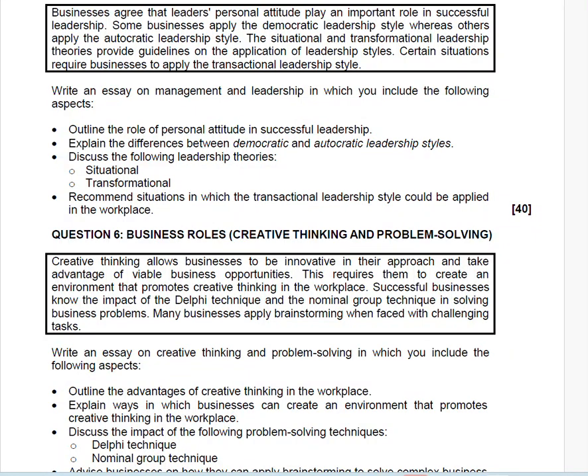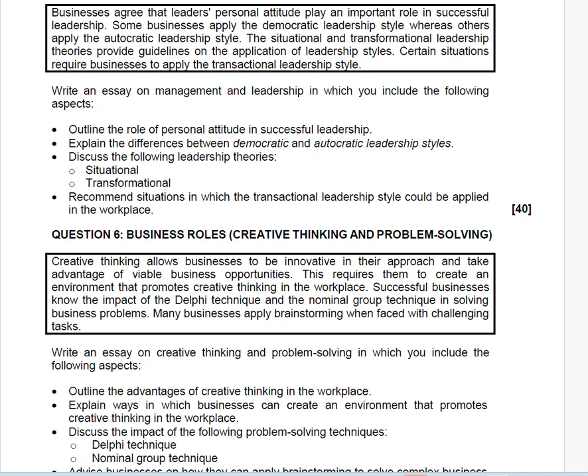In this video, we're looking at question number 6, which is business roles, creative thinking, and problem solving. Creative thinking allows businesses to be innovative in their approach and take advantage of viable business opportunities. This requires them to create an environment that promotes creative thinking in the workplace.